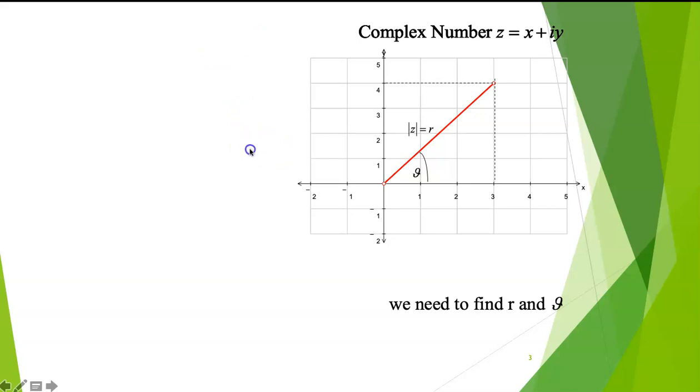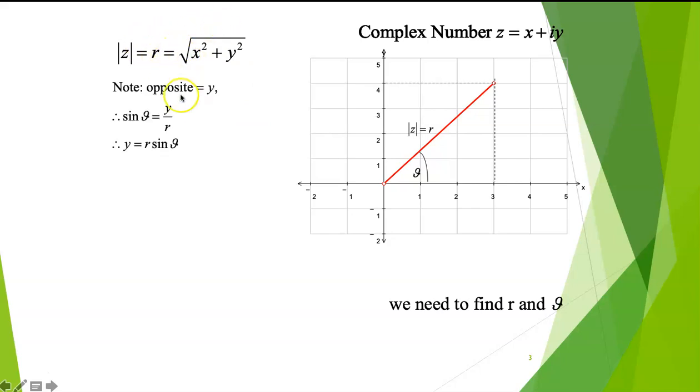So we need to find r and theta here. You've got the modulus here. To find r, you use Pythagoras, and to find theta you can use tan, sine or cosine.